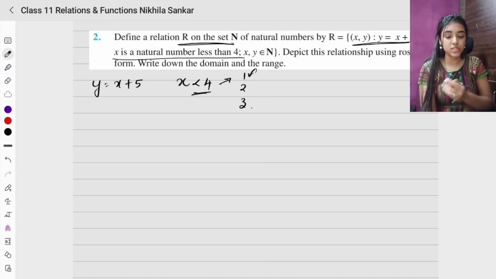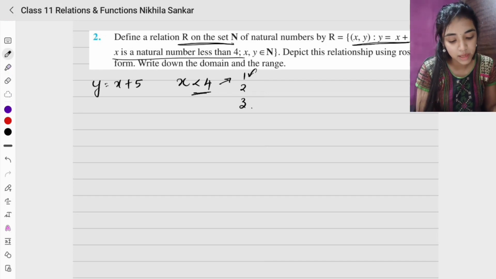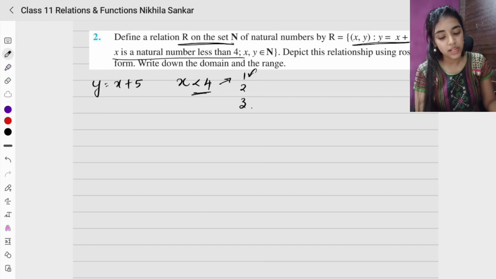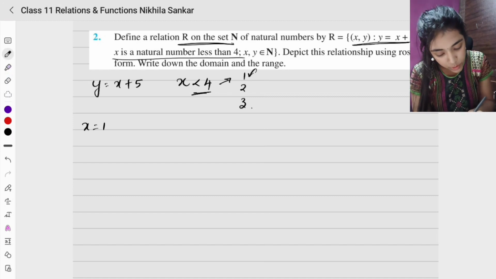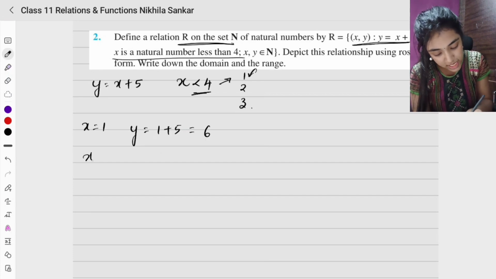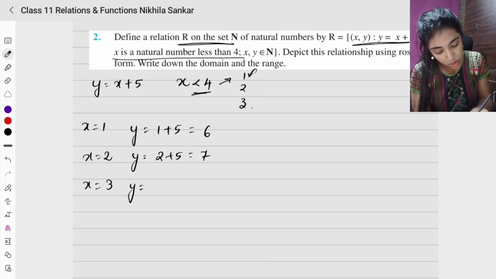So the condition is given. What are the values of x? It is only going to be 1, 2 and 3. Okay, and (x, y) belongs to natural numbers. Depict the relation using roster form. Write down the domain and the range. Now whenever x is 1, y is going to be 1 plus 5 which is 6. When x is 2, y is going to be 2 plus 5 which is 7. When x is 3, y equals 3 plus 5 which is 8.